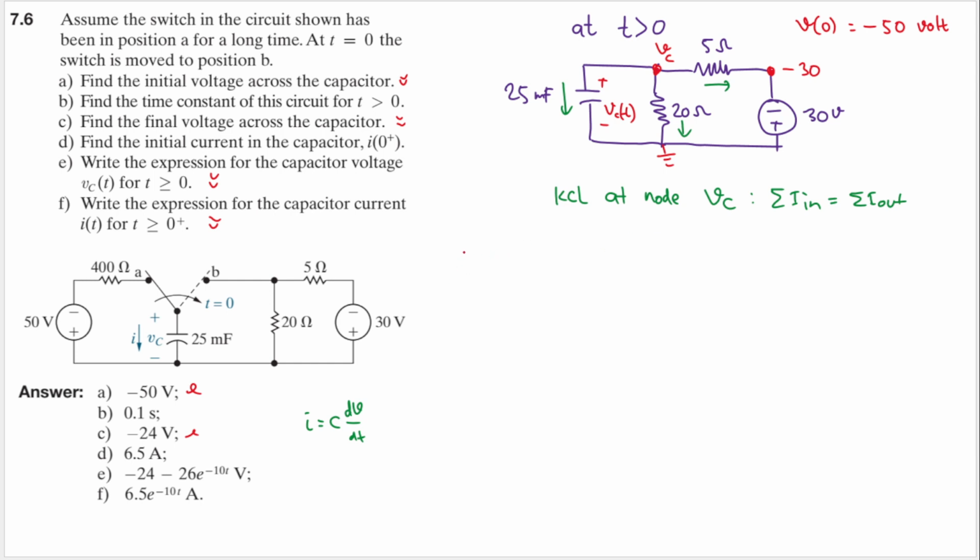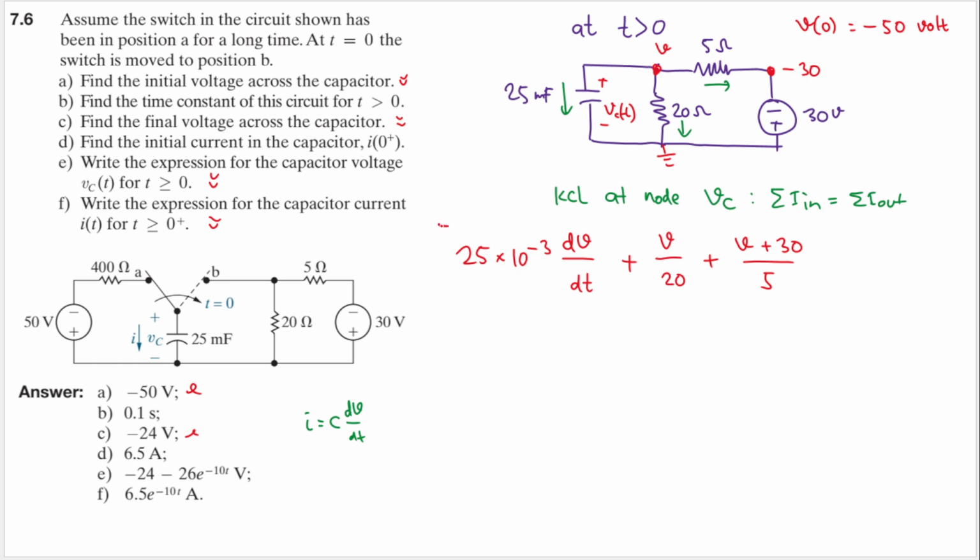So we'll have 25 multiplied by 10 to the minus 3 dV/dt. Okay, and this current here, let's just call that V for an easier way. So we will have plus V over 20 on this part, and then plus we will have V minus 30, that will be plus 30 divided by 5.